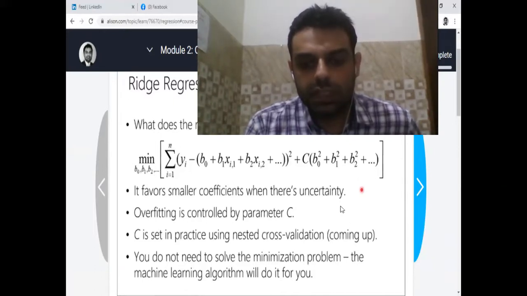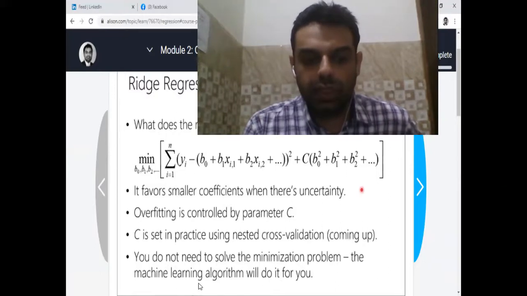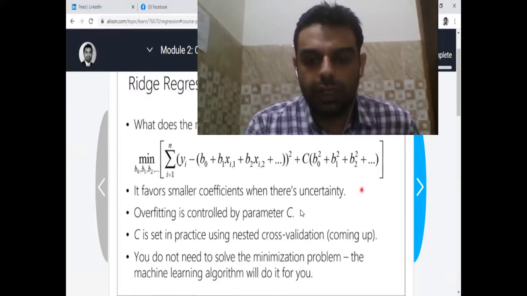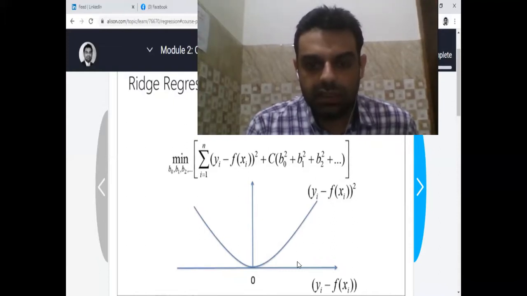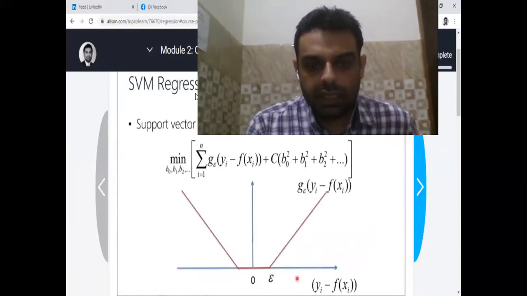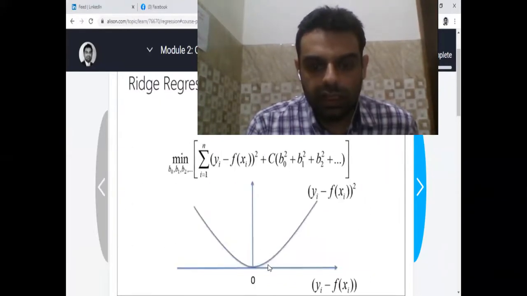Again, we need not solve these equations. The computer will automatically do that for you. Machine learning algorithms will do that. You just need to know the basic maths behind what's going on in the algorithm. This is a graph for ridge regression, y minus f(x) squared. In support vector regression, we introduce an epsilon term. So y is equal to f(x) here, and post that there is a linear curve. The only difference between SVM regression and ridge regression is this epsilon term.